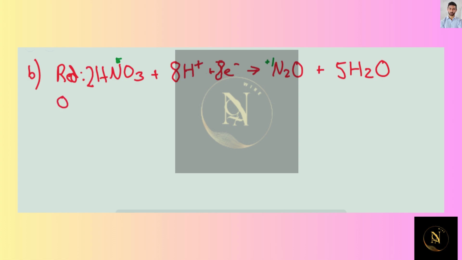Now we can do the oxidation reaction, where we have sulfur plus water producing this H2SO3 and protons and electrons because it's the oxidation reaction.